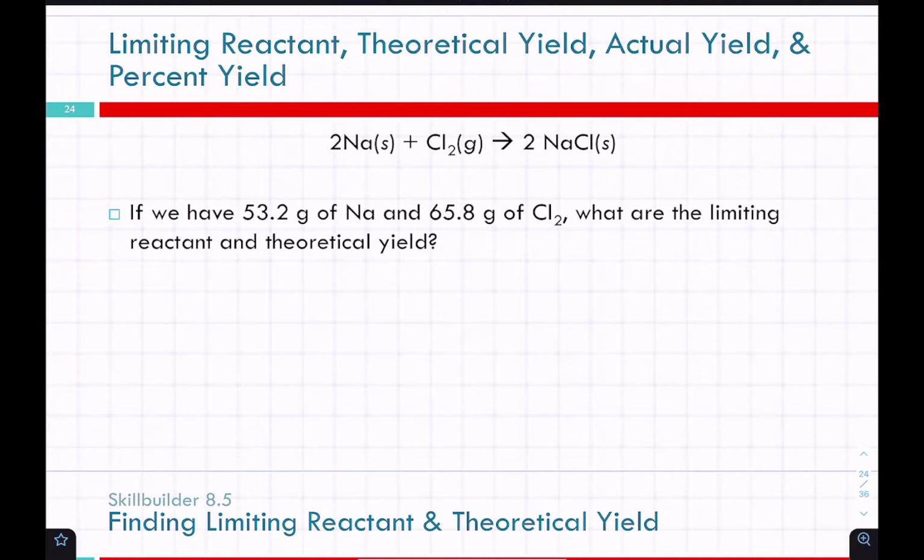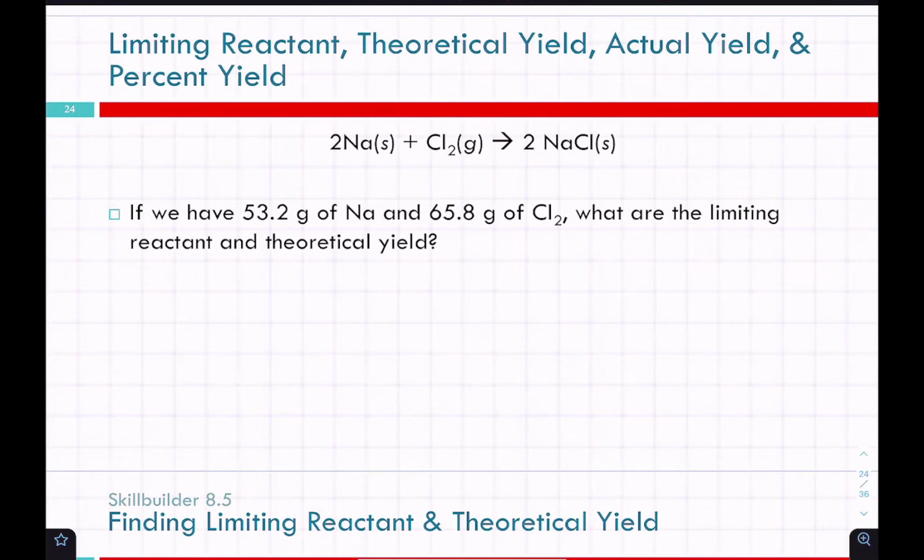So we've got sodium reacting with chlorine to make sodium chloride. If we have 52 grams of sodium and 65.8 grams of chlorine, what are the limiting reactant and theoretical yield? We're going to be able to find those at the same time, because when we find the limiting reactant, we've also calculated our theoretical yield. It doesn't matter which order we do these in, but we have to calculate for both of them.